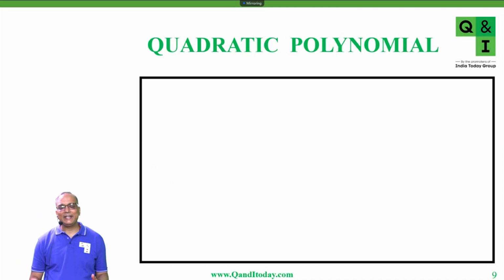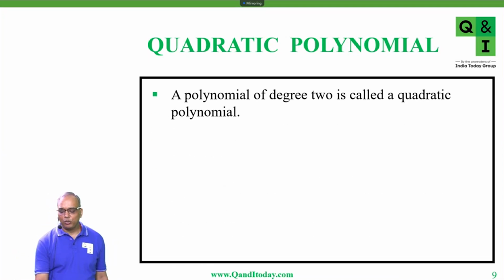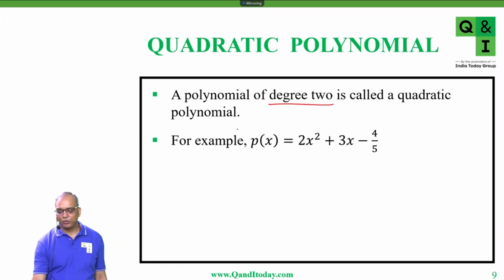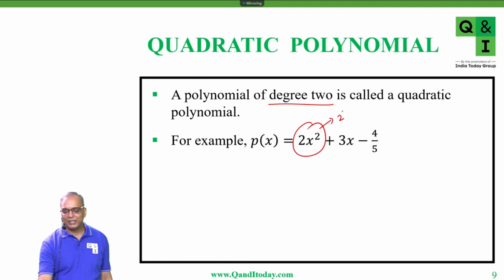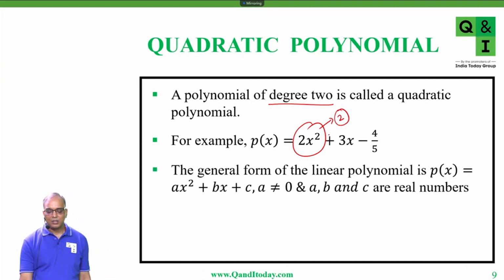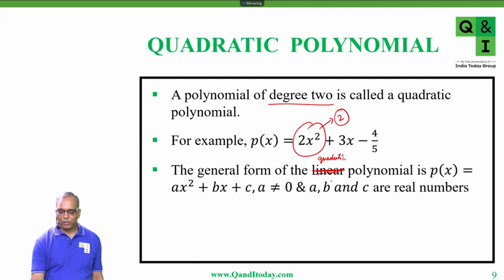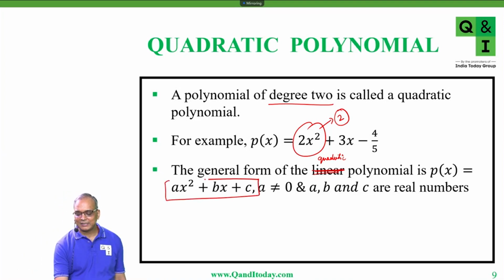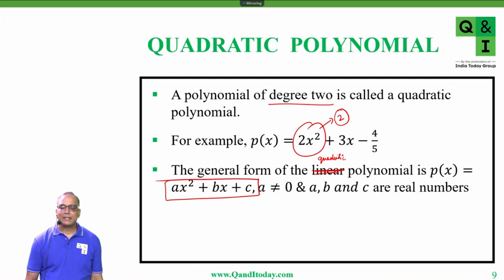Now let's see quadratic polynomials. What is a quadratic polynomial? A polynomial of degree 2 is called a quadratic polynomial, right? For example, p(x) is equal to 2x square plus 3x minus 4 by 5. The highest degree term is 2x square and the exponent here is 2. So the degree here is 2. The general form of a quadratic polynomial is ax square plus bx plus c, right? Where a, b and c are real numbers. Is this clear?